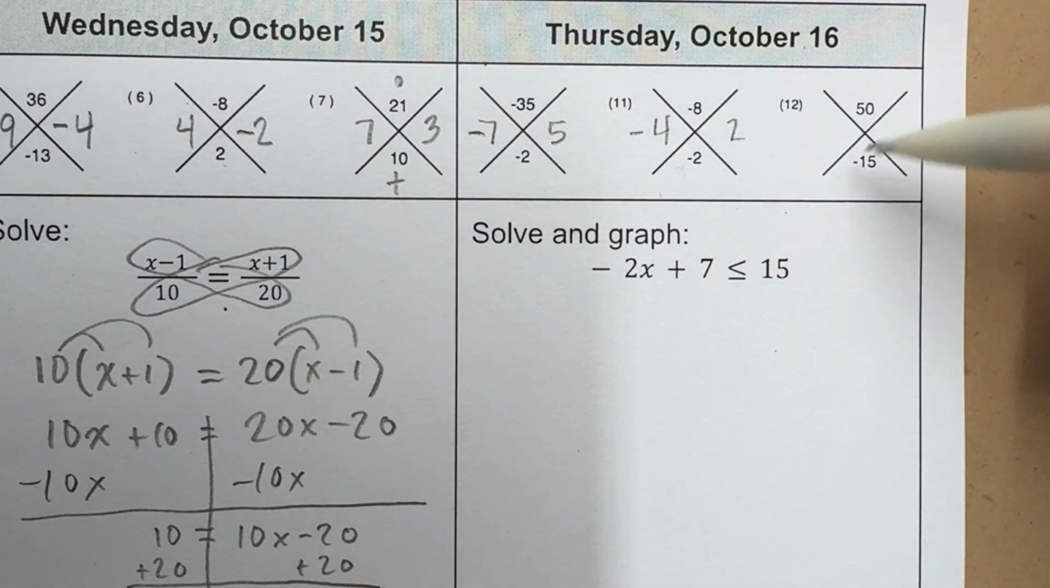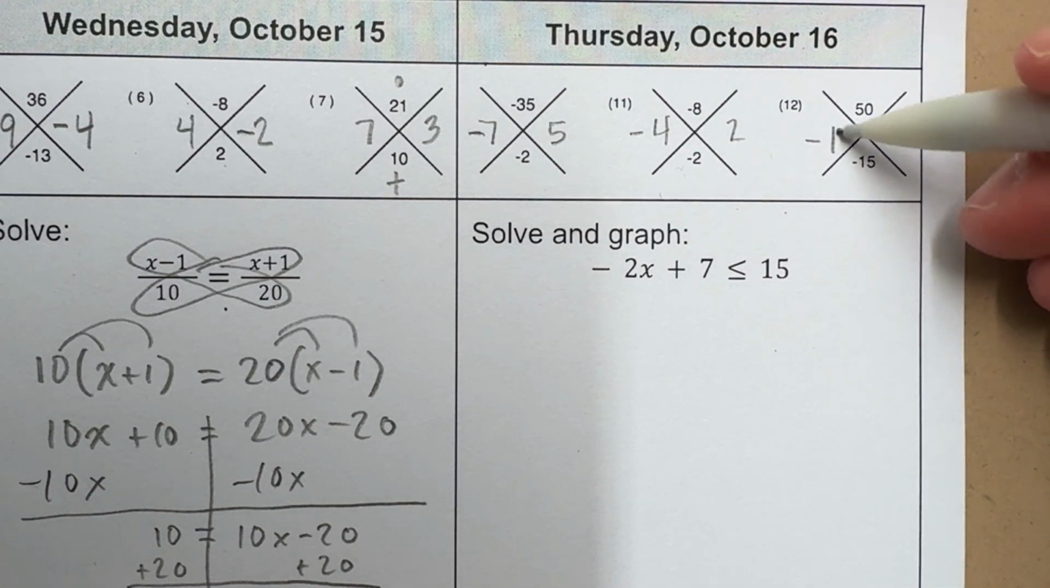Here I need two numbers that multiply to a positive and add to a negative. That's negative, negative. And what are two numbers that multiply to 50 and add to 15? 10 and 5.